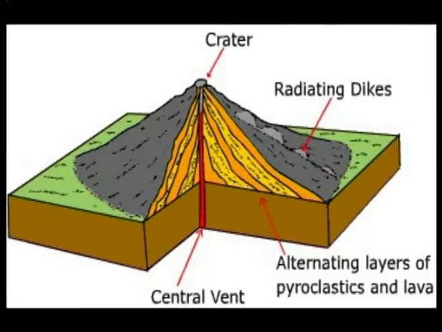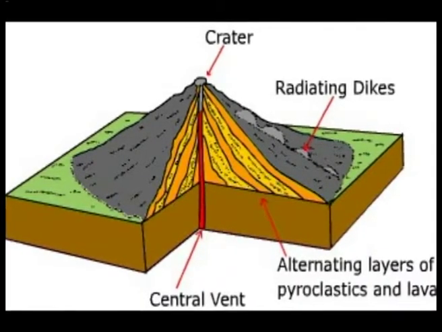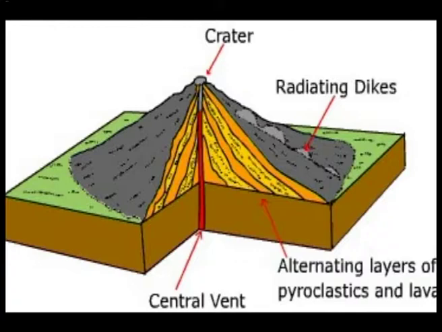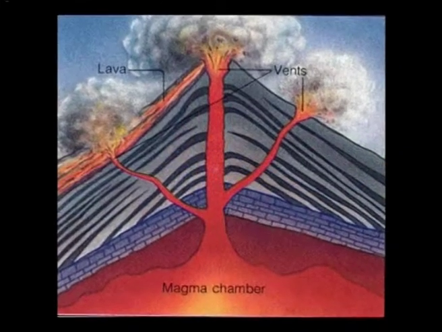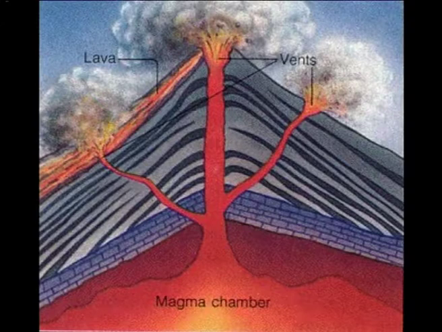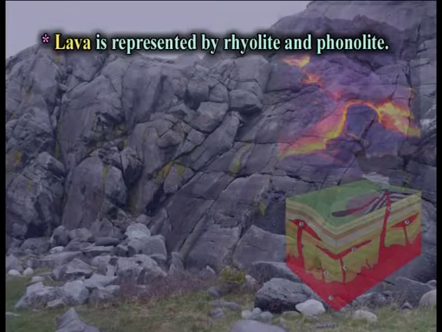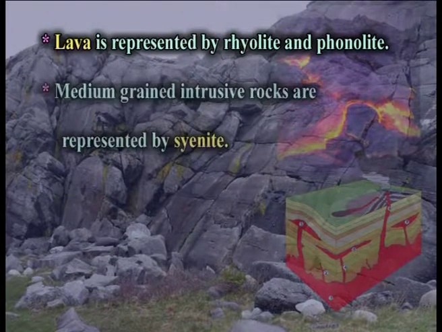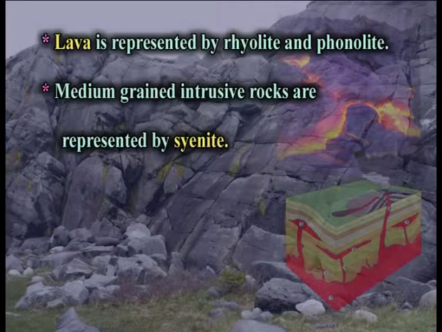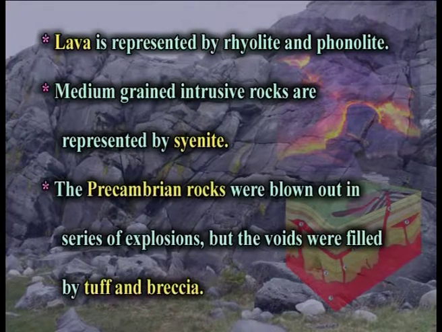In this case, the vent is composed of several separate funnels that narrow downwards. Much of the rock in the vent is tuff and breccia. Lava is represented by rhyolite and phonolite. Medium grained intrusive rocks are represented by syenite. Precambrian rocks were blown out in a series of explosions, but the voids were filled up by tuff and breccia. Magma pushing up through the breccia consolidated to form the rhyolite, phonolite and syenite.